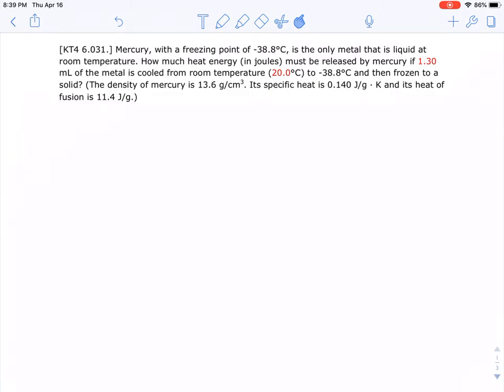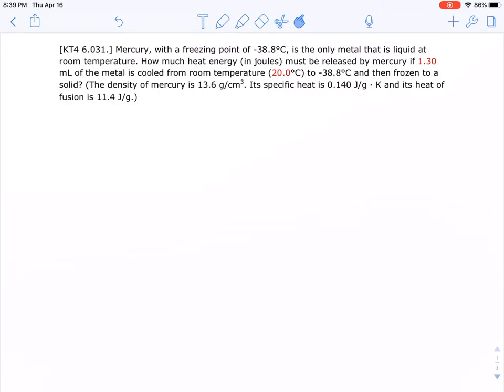So mercury with a freezing point of negative 38.8 degrees Celsius is the only metal that is liquid at room temperature. How much energy in joules must be released by mercury if 1.30 milliliters of the metal is cooled from room temperature, which they give to you as 20.0 degrees Celsius, to negative 38.8 degrees Celsius, and then frozen to a solid? The density of mercury is given to you at 13.6 grams per centimeter cubed. Its specific heat is 0.140 joules per gram Kelvin, and its heat of fusion is 11.4 joules per gram.